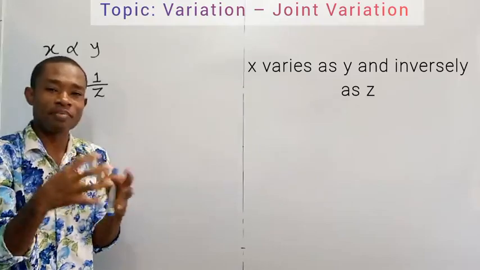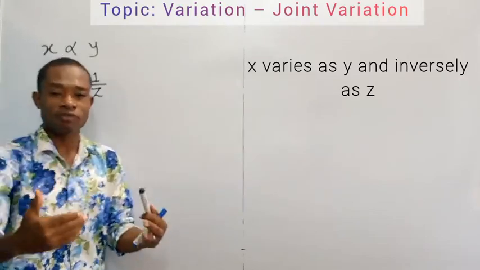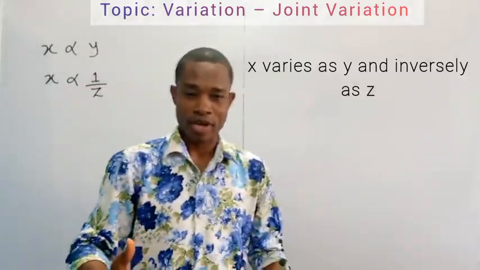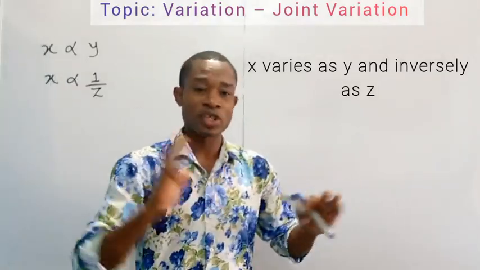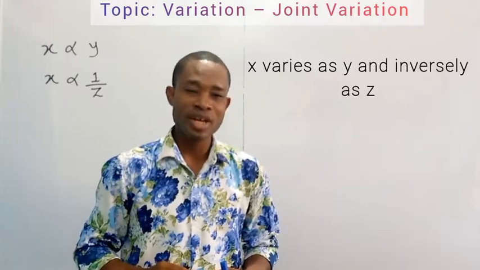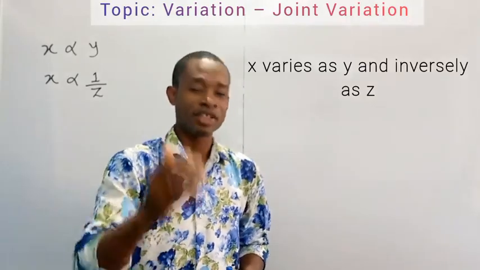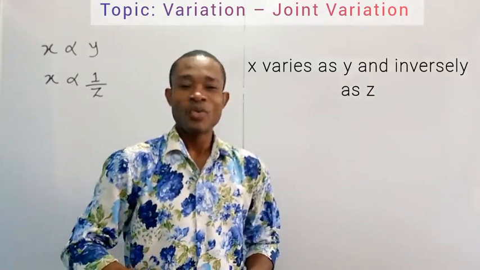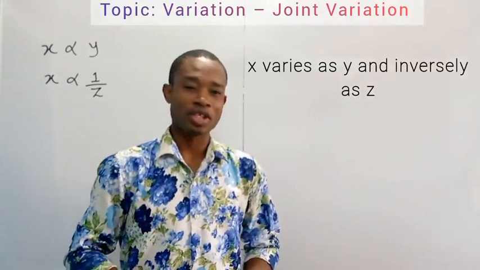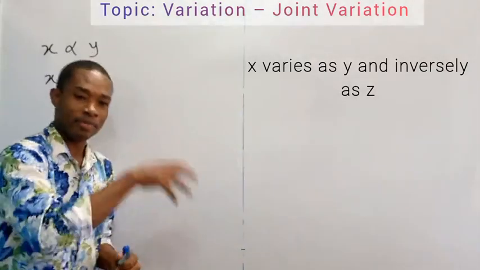We can now combine both of them. This is where the concept of joint variation comes in. Okay? We're going to combine these two variations we have on the board. Now, the question now is, how do we combine the two of them? We use the mathematical sign multiplication, times, to combine both of them.